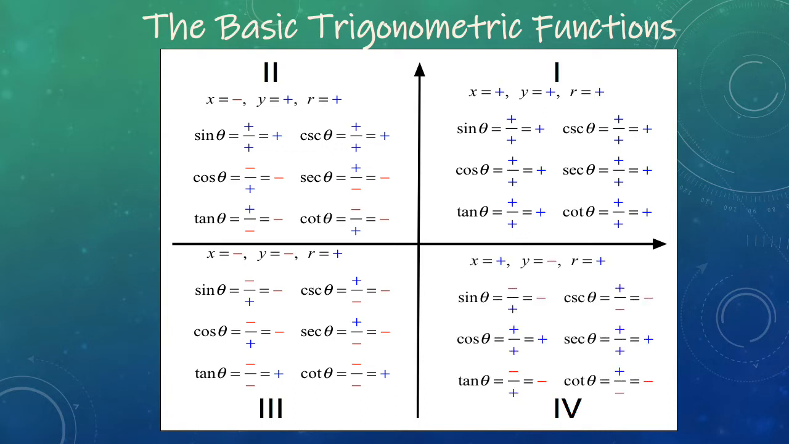In quadrant 4, x is positive, y is negative, and r is positive, meaning that sine theta is negative, but cosine theta is positive and tangent theta is negative. And the same relationship is true for the cofunctions. So in quadrant 4, the only trig function of the main three that is positive is cosine theta.